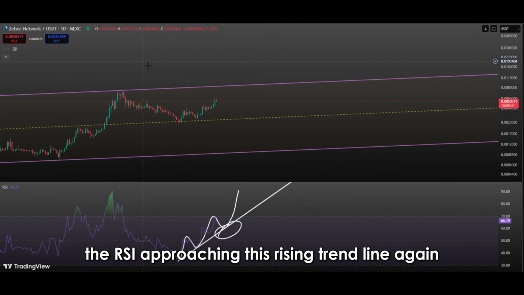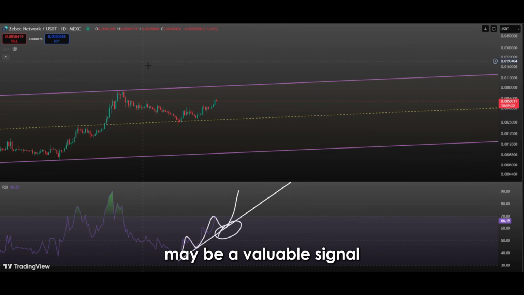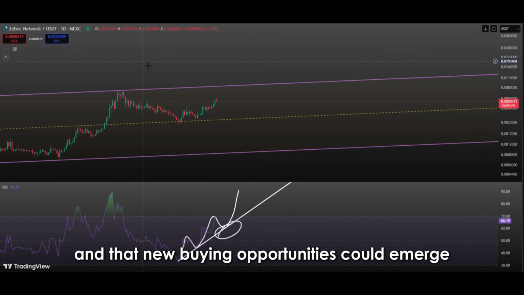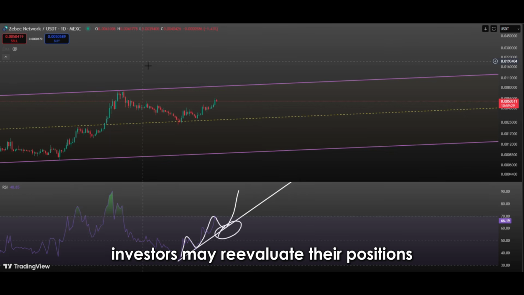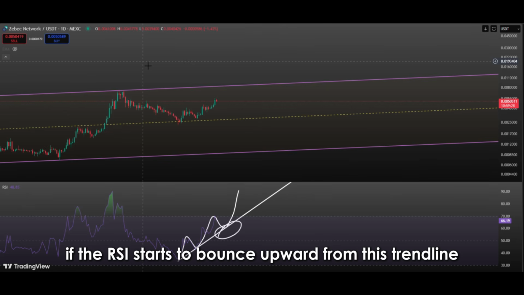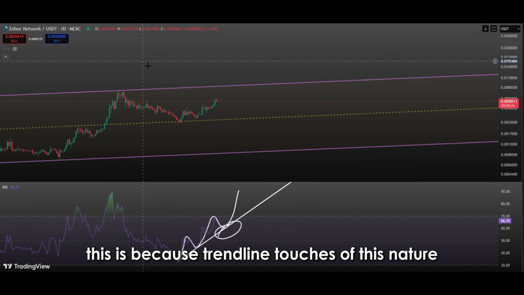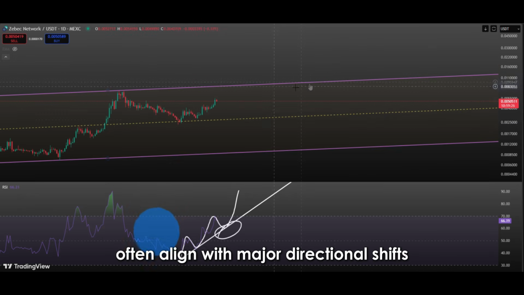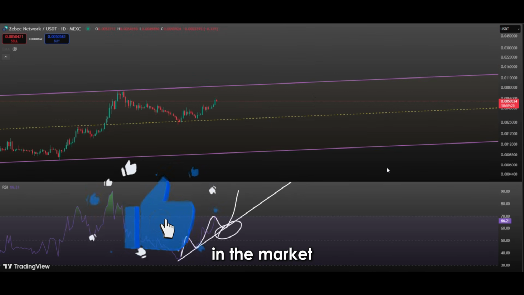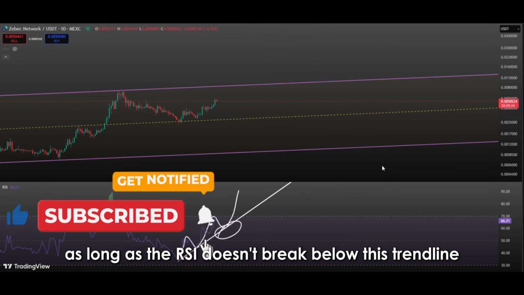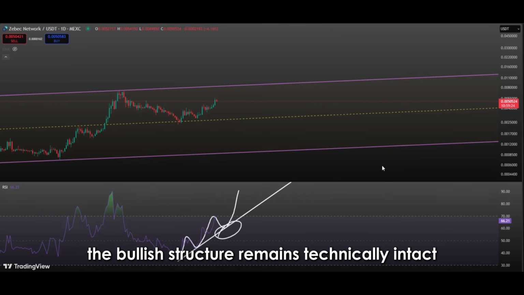The RSI approaching this rising trend line again may be a valuable signal that downward pressure on prices is easing and that new buying opportunities could emerge. In such scenarios, investors may reevaluate their positions based on the RSI's reaction at that level. If the RSI starts to bounce upward from this trend line, investors may choose to enter long positions or strengthen them. This is because trend line touches of this nature in technical analysis often align with major directional shifts in the market. Another important point is that as long as the RSI doesn't break below this trend line, the bullish structure remains technically intact.